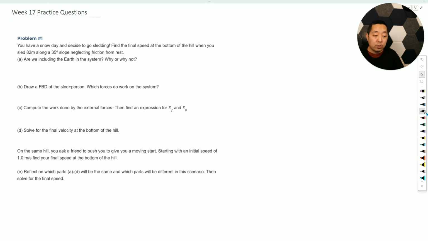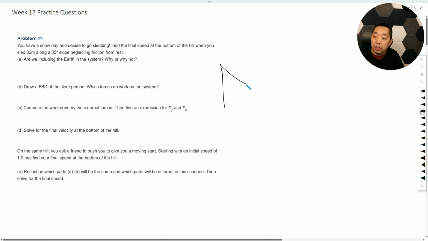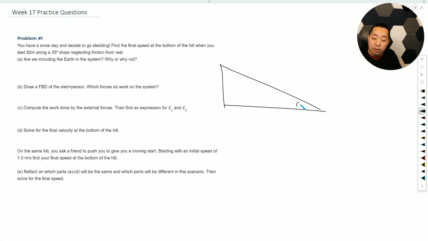All right, so let's take a look at this one here. So we have a snow day going sledding. Find the final speed at the bottom of a hill when you sled 82 meters with a 35-degree slope. Okay, so a 35-degree slope.